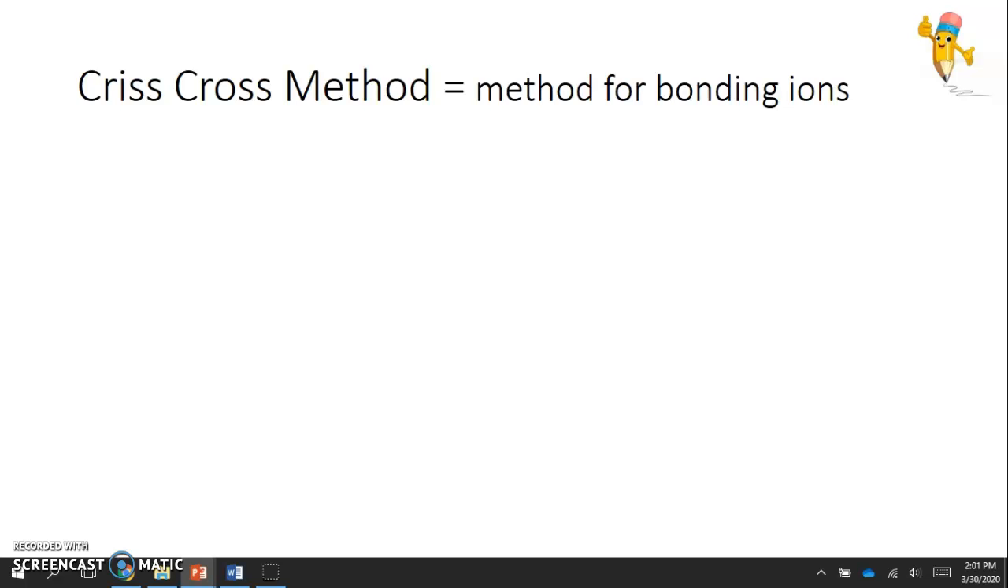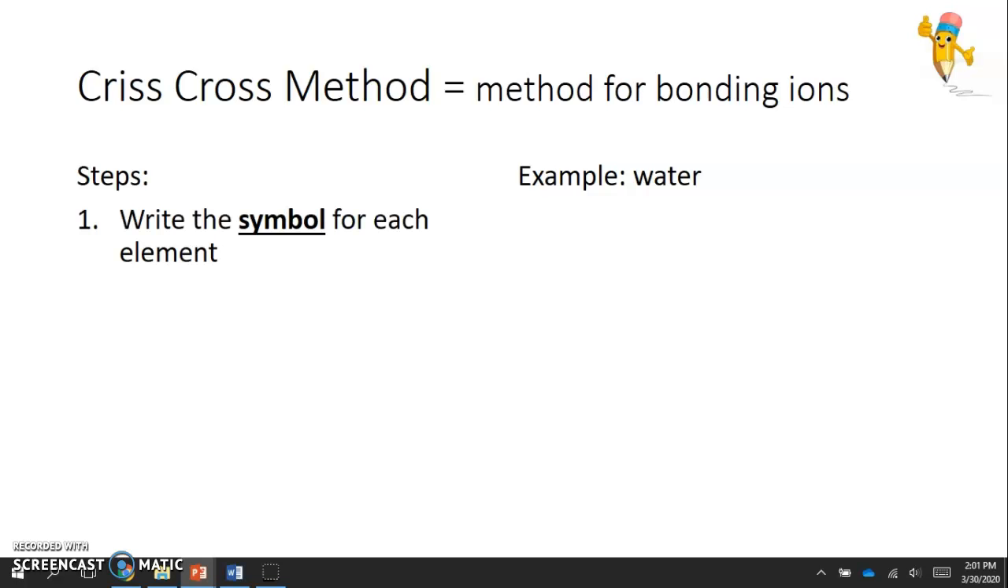So an easy way to do this is called the crisscross method. This is the method for actually bonding ions. And there are some steps we're going to follow. Okay, the example we're going to use is water. And here we go. So step 1, you're going to write the symbol for each element. Okay, so water we know has H and O in it. Water is composed of H and O, hydrogen atoms and oxygen atoms.